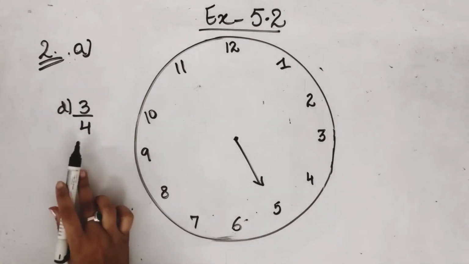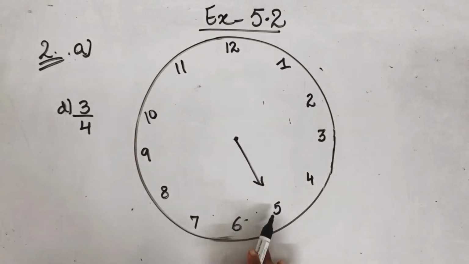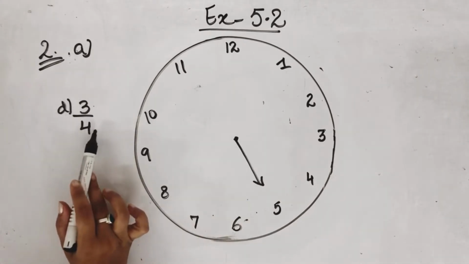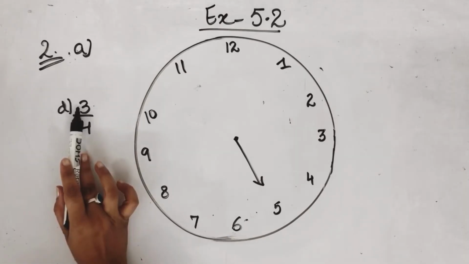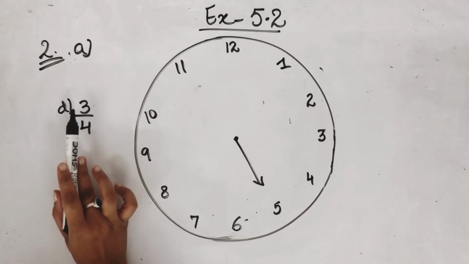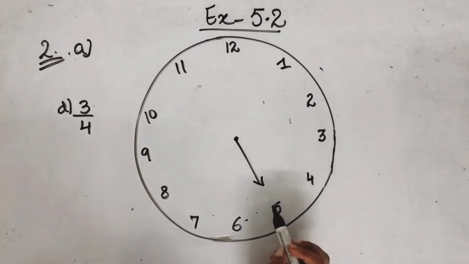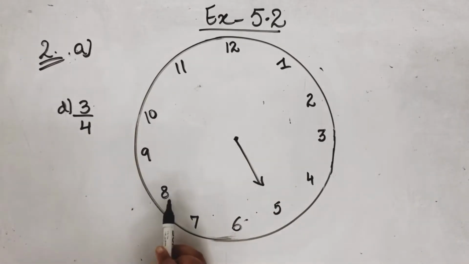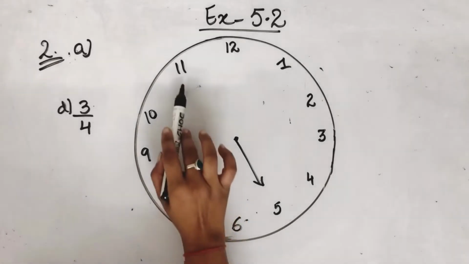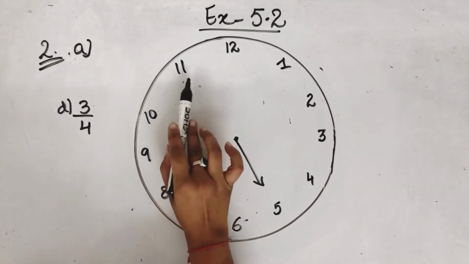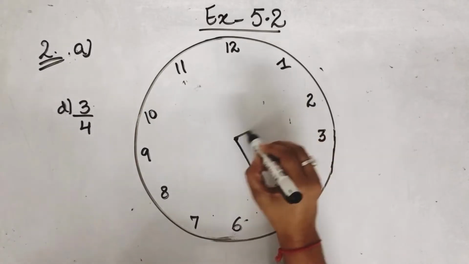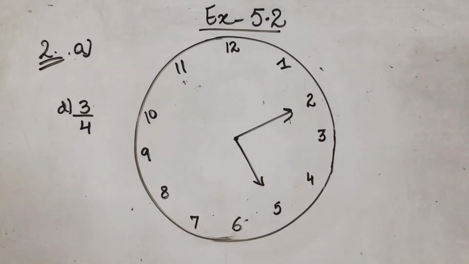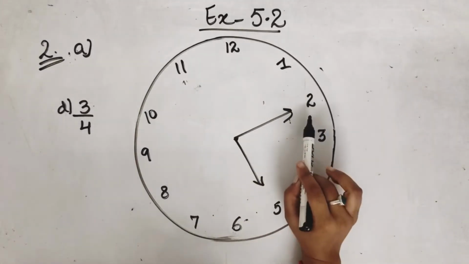Now D part is it's starting from 5 and 3/4 revolution. 3 is in the numerator. It means how many right angles we have to move? 3 right angles. So 5 to 8, 1 right angle, 8 to 11, second right angle, and 11 to 2 will be the third right angle. So time will be 2 o'clock.